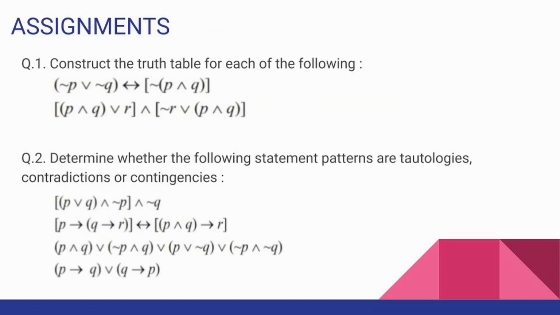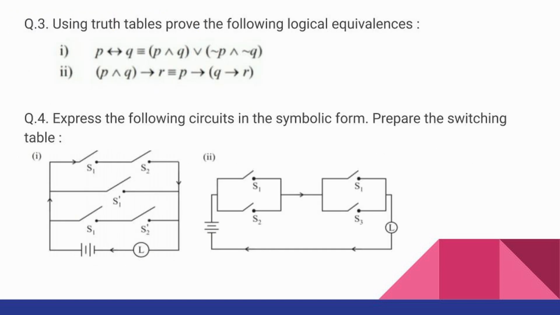And I have given you some assignment questions at the end of this video. There are total 5 questions. First 2 questions are based on constructing the truth table and determining tautologies, contradiction or contingency. And the third one is based upon proving logical equivalence. Questions number 4 and 5 are completely based on the switching circuit.